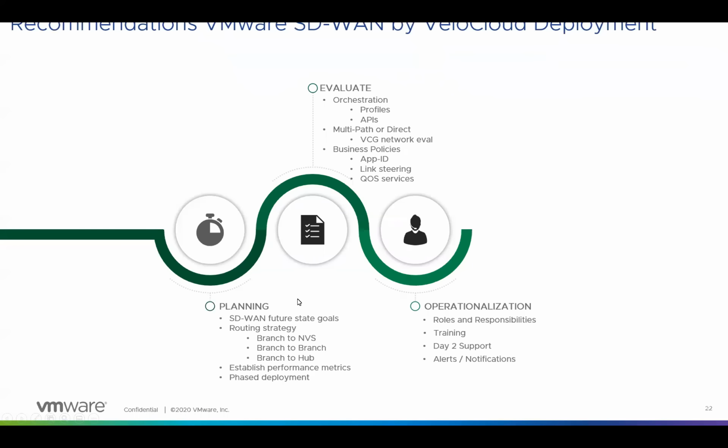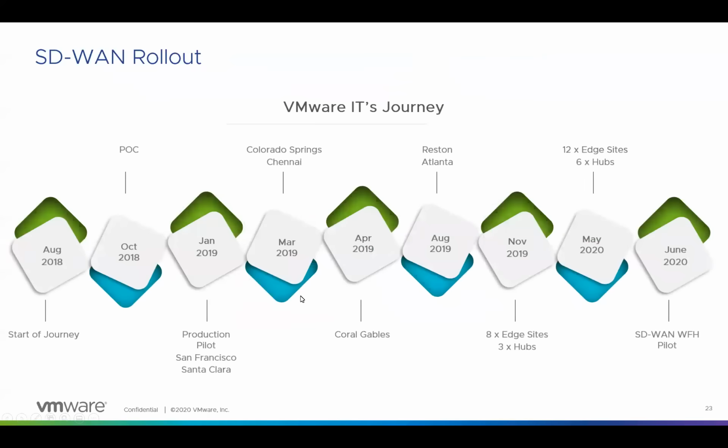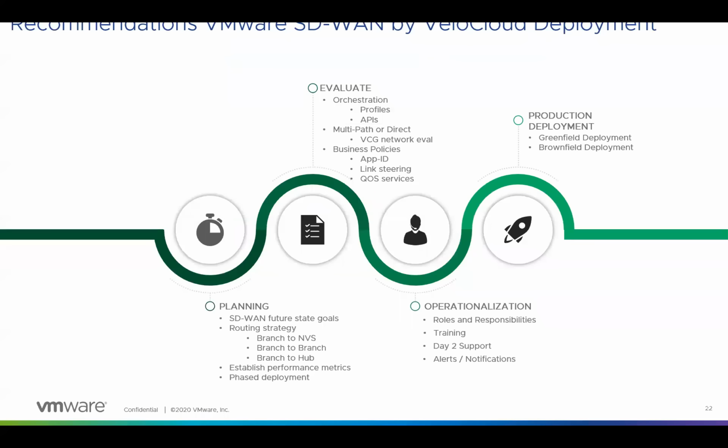And then finally, we have the production deployment. There are going to be two types of deployments. There's greenfield, so if you have the opportunity to spin up a new office or data center, that's a great opportunity to insert Velo for the first time and see how things work from the ground up.